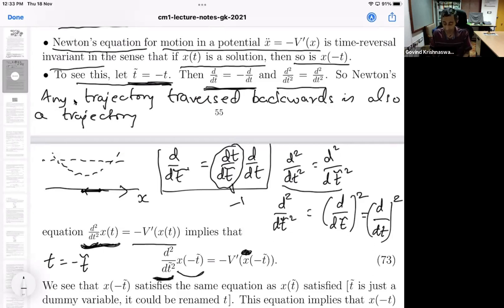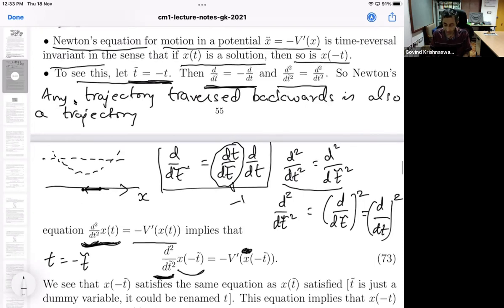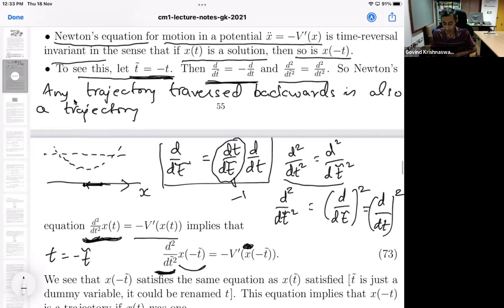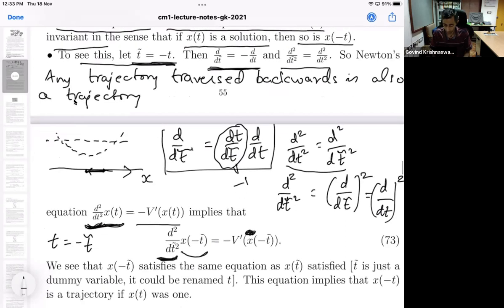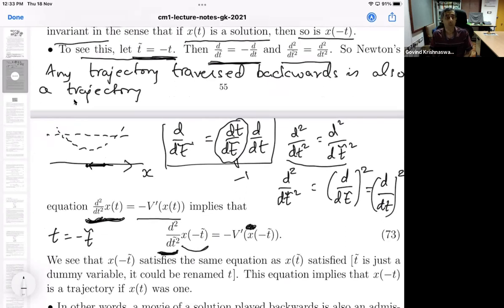Okay. So we have simply substituted t tilde as minus t in Newton's equation and written a new equation. So if Newton's equation is valid, this is also valid. Any questions so far? Because time reversal can be a source of much confusion. So I want to do this carefully for you.